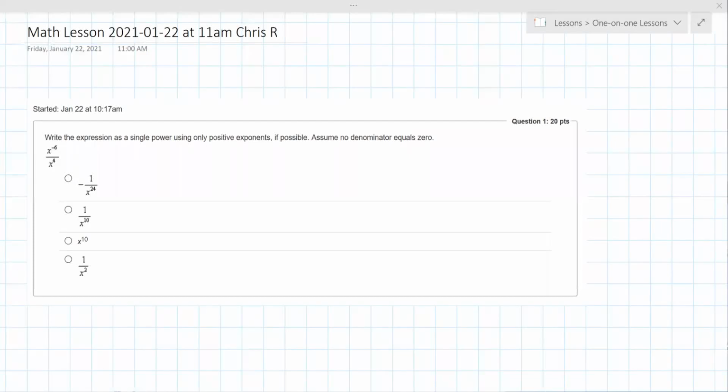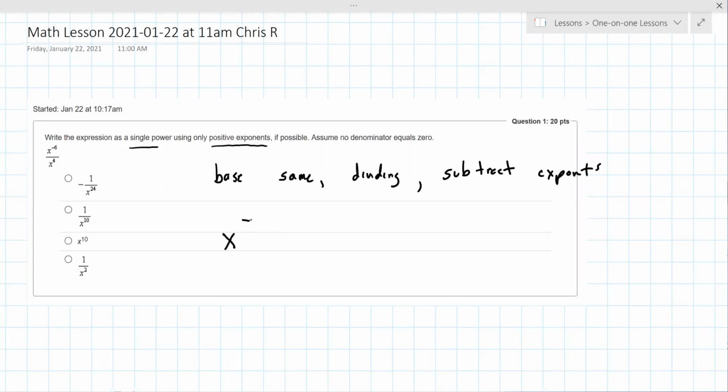You're seeing my screen. You see: write the expression as a single power, only using positive exponents. Yep. So when the bases are the same, which they are here, and you're dividing, which you are here, you subtract the exponents. Yes. Okay. So it can be written like this: x to the power of minus 6 minus 4. So this is x to the minus 10 power.